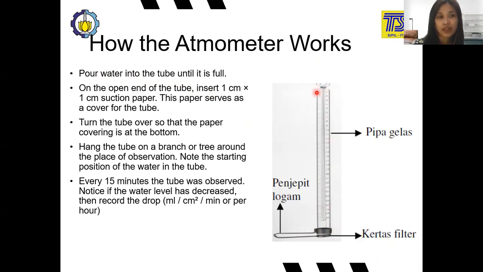Then on the open end of the tube, we insert this paper filter. The paper serves as a cover for the tube. Actually, there is a hole in this tube. So we pour the water from here, and then we close the tube with the water and the paper filter, and then we turn the tube over so that the paper covering is at the bottom. Then we hang the tube on a branch or tree around the place of observation. So this is the laboratory type of the atmometer.